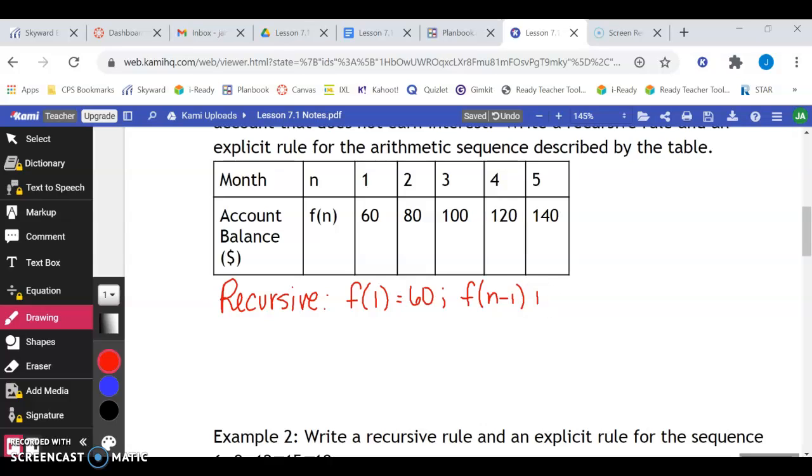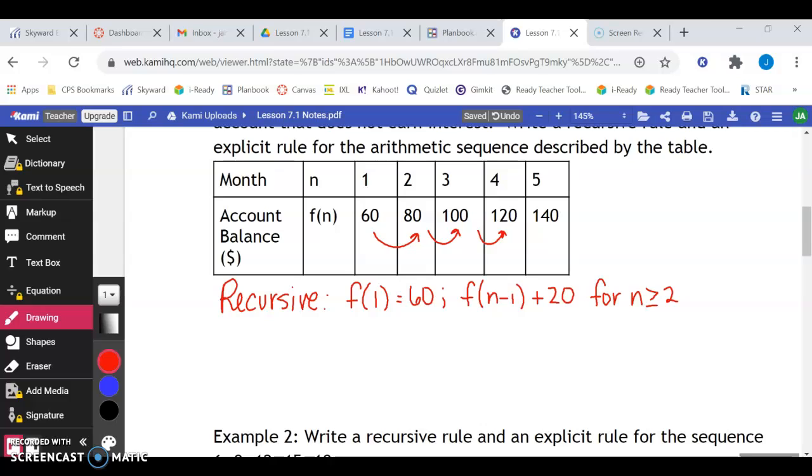And we're going to add the common difference. So what are we adding each time? How do we get to this next number? Well, looking at all of these, we're adding 20. So this would be plus 20. And then you always have to have that for n is greater than or equal to 2.